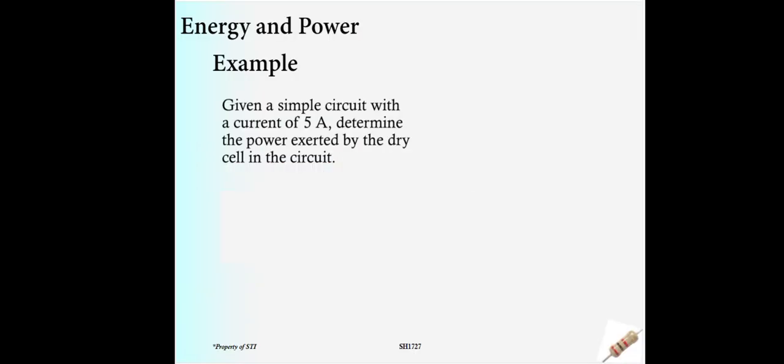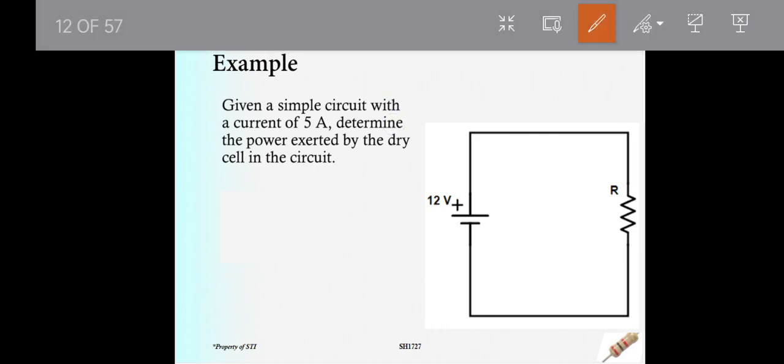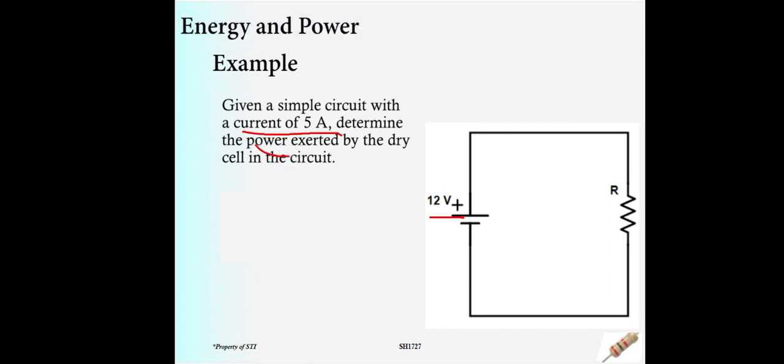Okay, so let's have an example. Given a simple circuit with a current of 5 amperes, determine the power exerted by the dry cell in the circuit. Okay, so let's say we have this circuit. Yan. So we have the source of our energy, which is the battery, and then meron siyang 12 volts. Okay? And based from our problem, meron tayong given din na current. Okay? And current is 5 amperes.